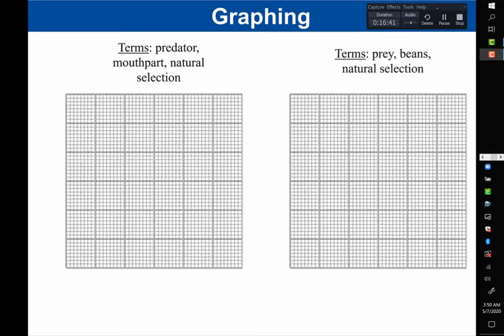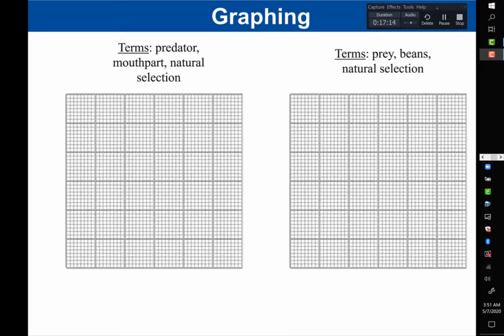So again, we're going to have two graphs for this. We're going to have one that's looking at the predator population, and one that's looking at the prey population size. So I gave you some terms that you might want to include in your title. So predator, right? If you're talking about the predator population, you want to have mouth part, because you're looking at the effect of various mouth parts, and you should have natural selection in your title.